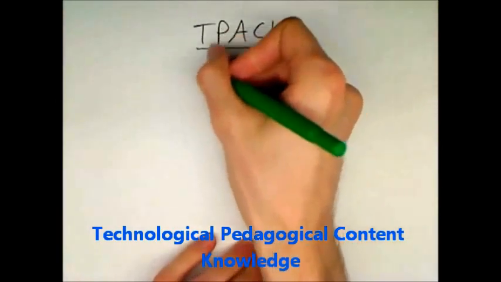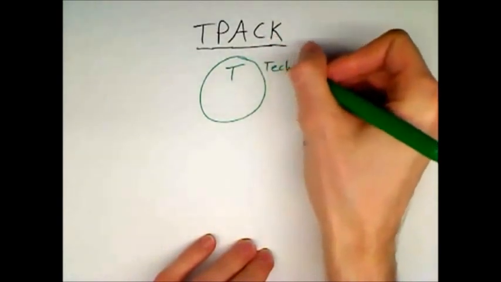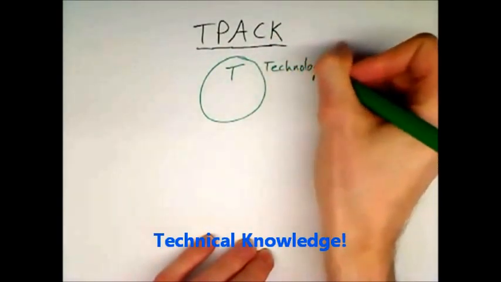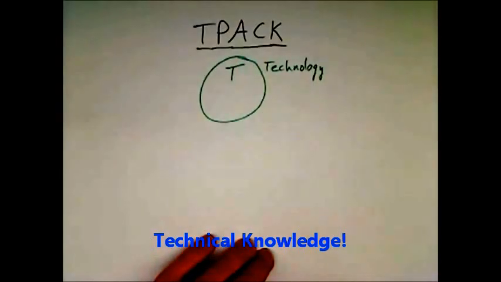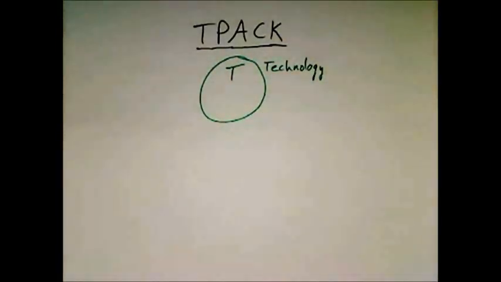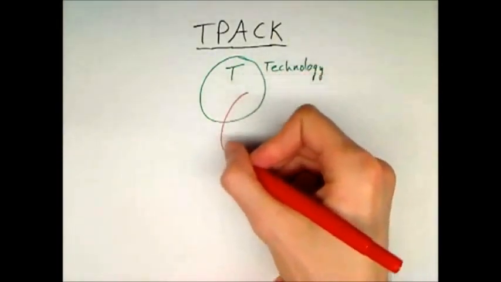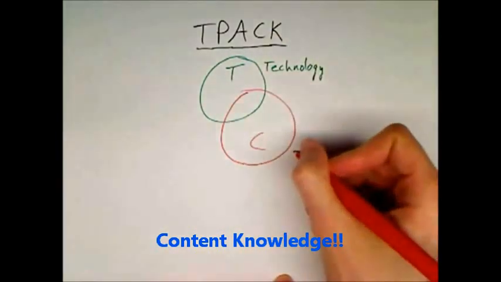Let's start with a green circle and call this technology. Technology represents technical knowledge, so the ability to use software, the ability to use a computer, and so forth. There are other domains of knowledge as well, like for instance, content knowledge. So we'll put a C for content knowledge.